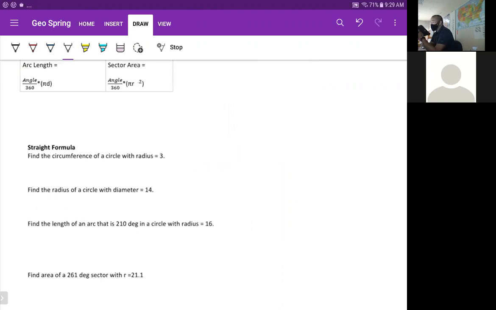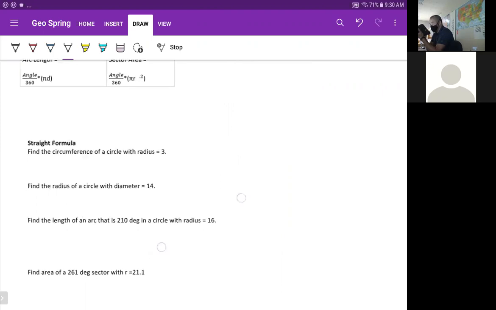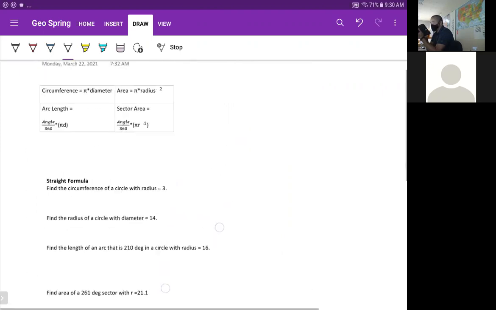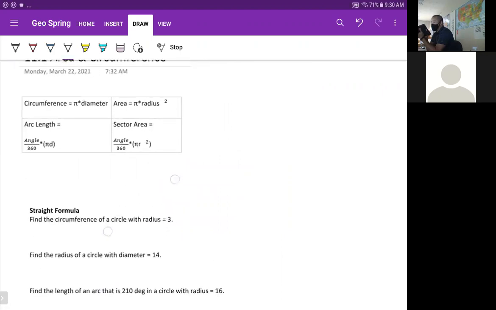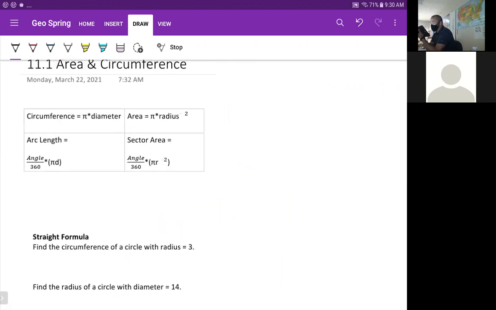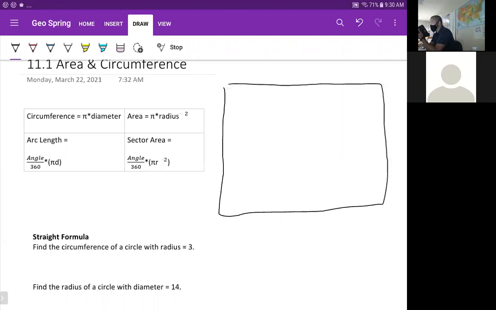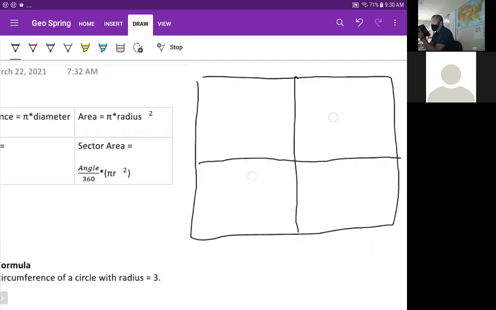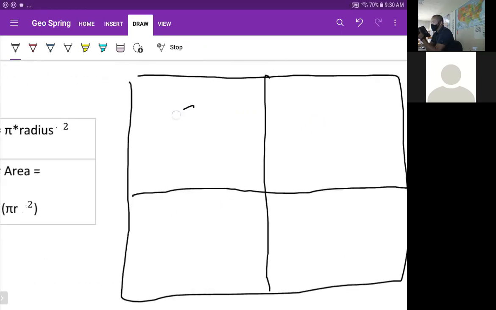So I pulled some examples out of your assignment. Most of these should be very similar, if not exactly the same as what you're supposed to be doing. So just some things here to talk about before we get into it. The things you're looking at. So circumference. Let's put these circles here.